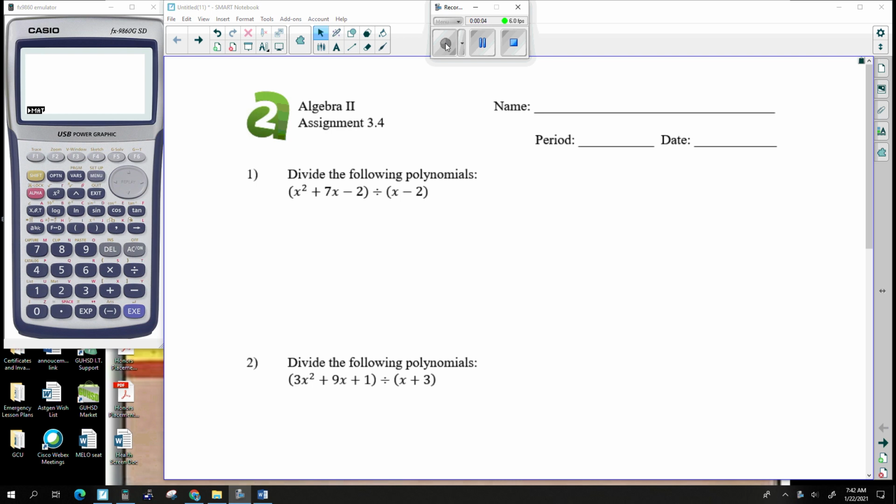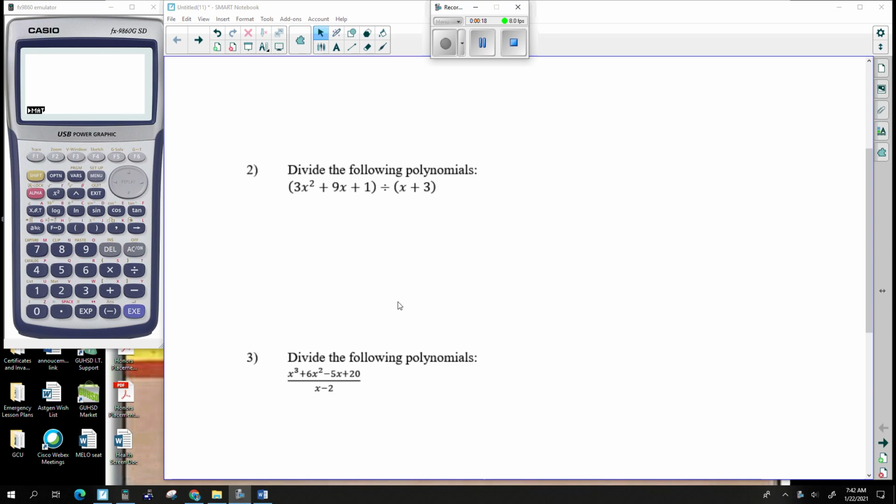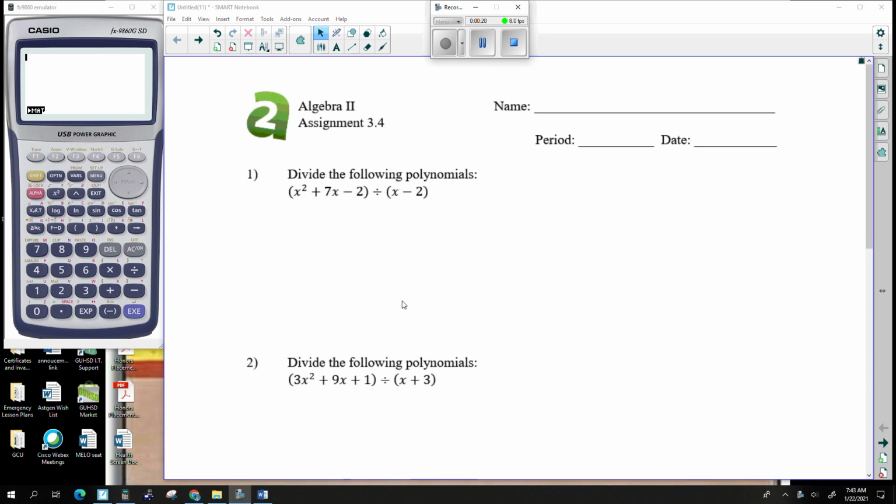This is assignment 3.4. There is no assignment 3.3. I think that lesson was skipped over or something, but we are moving on with assignment 3.4, which is division. We are going to accomplish these problems with a method called synthetic division. I'm not exactly sure if we're going to actually get into long division, but we are going to be using synthetic division here. So what we're going to be doing is dividing.